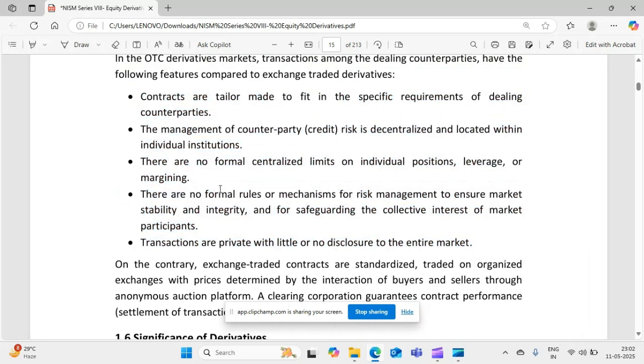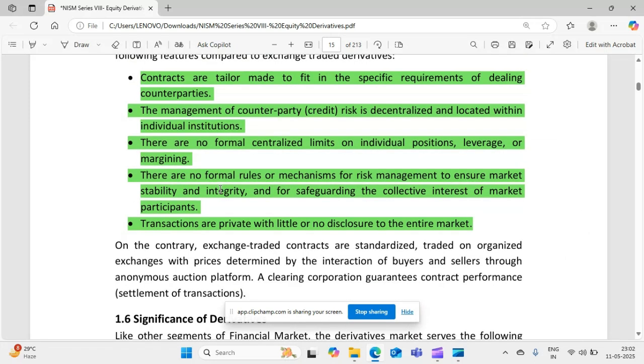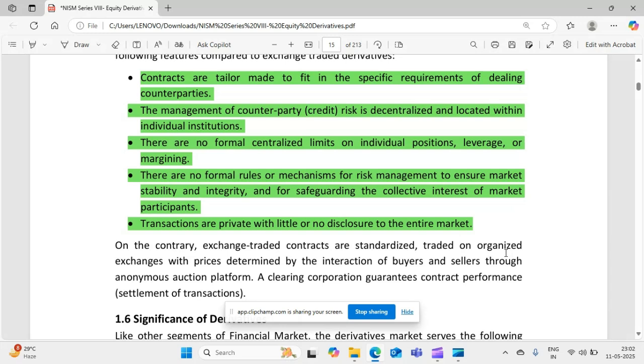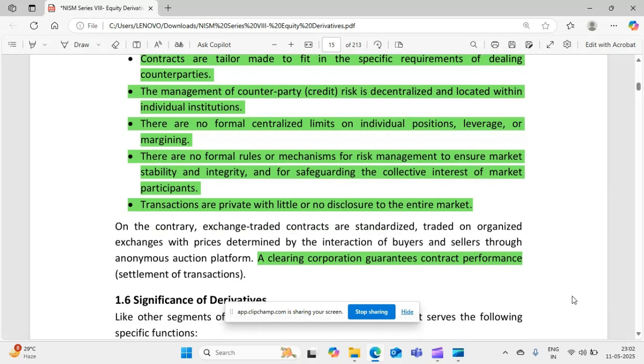Okay, exchange traded transactions are very standardized, and there is an entity called a clearing corporation which guarantees the performance of contract. So basically, clearing corporation is taking care of that particular role, which is not there in case of OTC transaction. That is again an important point to note.